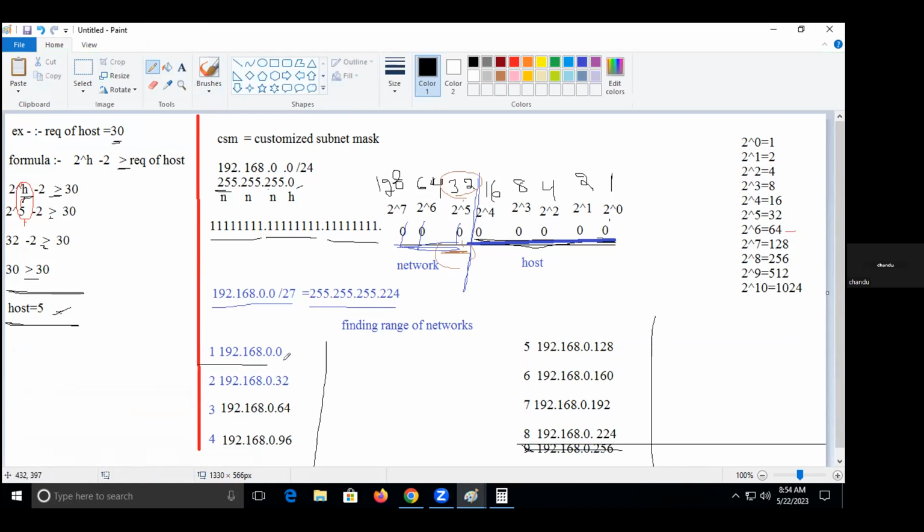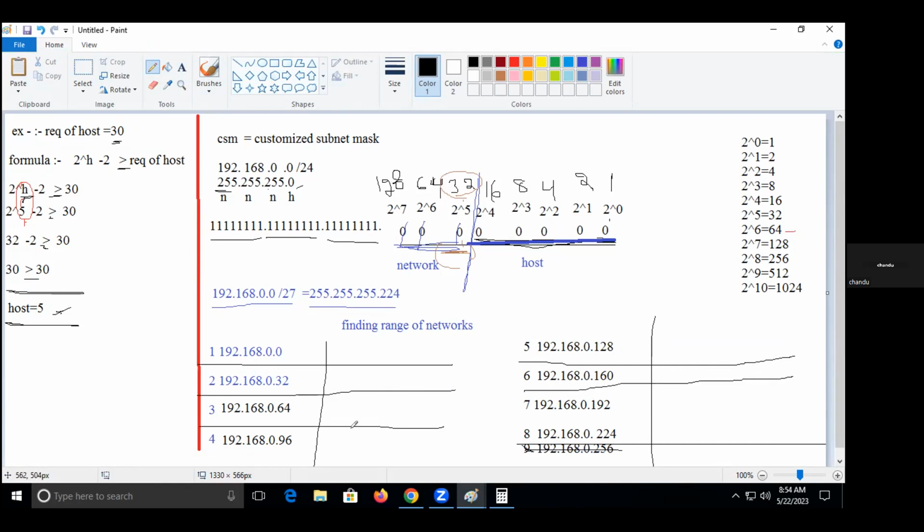But every network will have a network ID and a broadcast ID. Every network must have a network ID and broadcast ID. That is the -2: one is for the network ID, another for the broadcast ID. In the exam you will have this question: when you do subnetting, what does -2 refer to? One is the network ID, another is the broadcast ID.